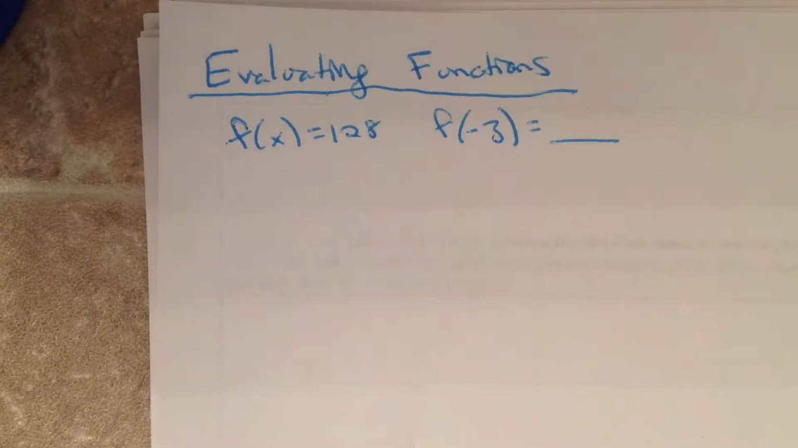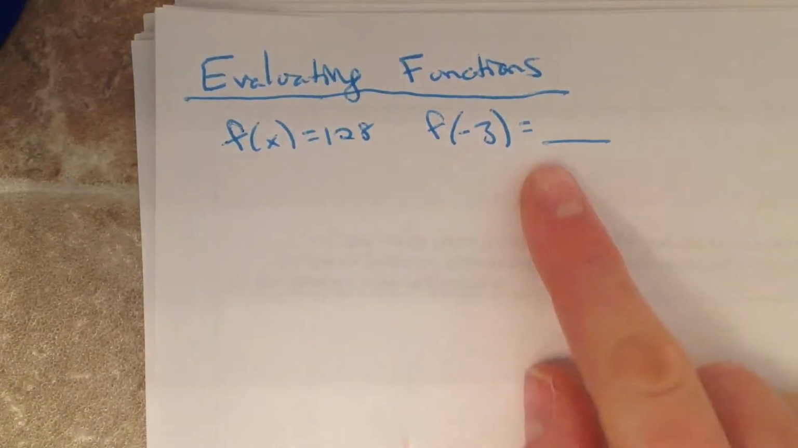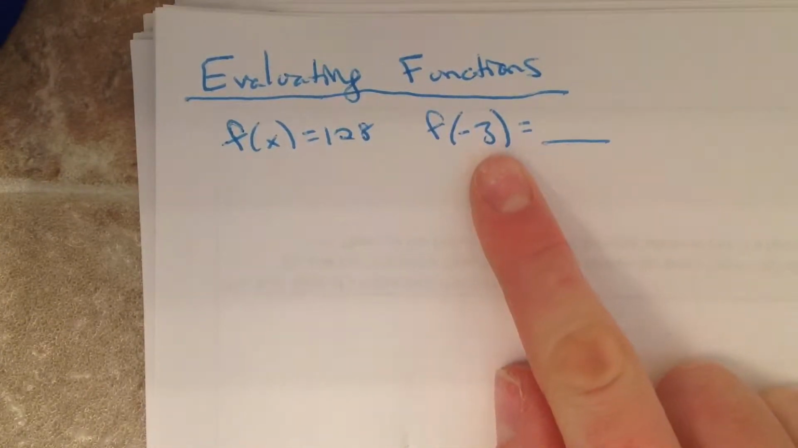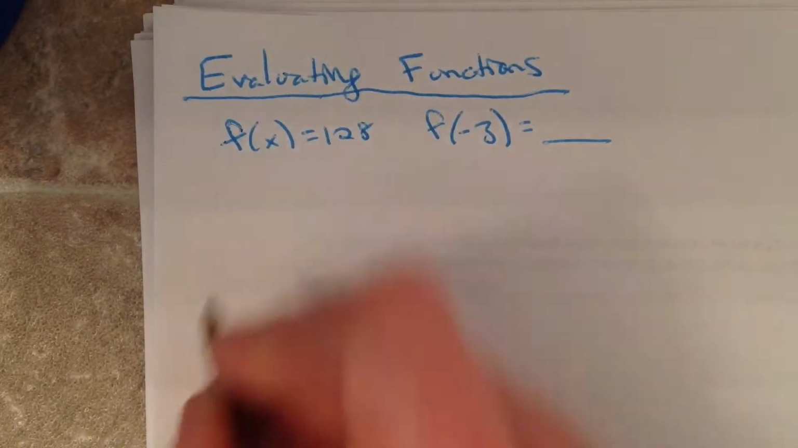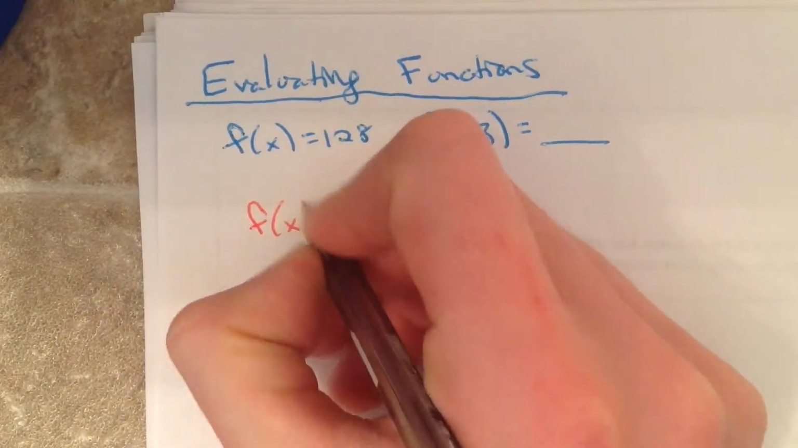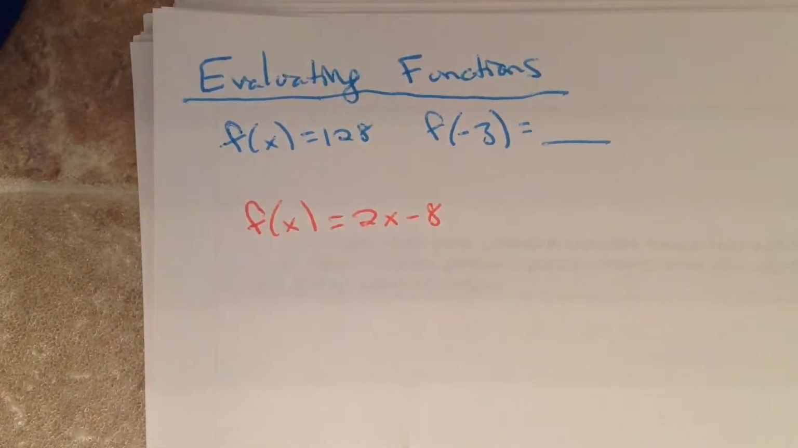So let's say we want to evaluate functions. We want to know first off, where does the function equal 128 and what does the function equal when we plug in -3? And we're going to show this with a couple different functions. So the first function we're going to give is a linear function, which ties together with the section we're on. Linear functions are similar to arithmetic sequences. They're adding the same number on every time to get to the next slot.